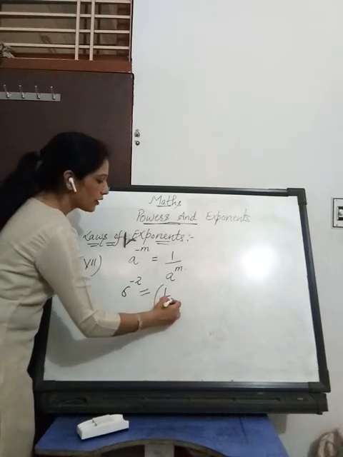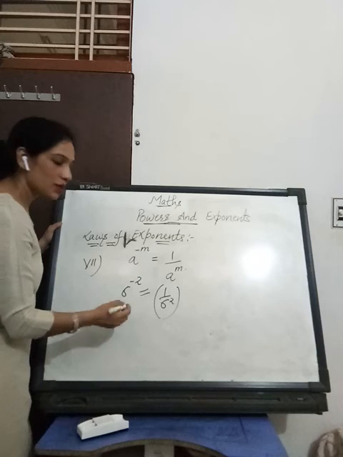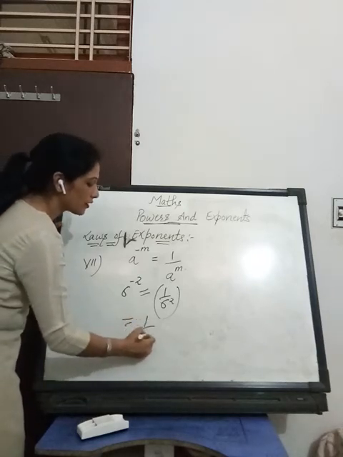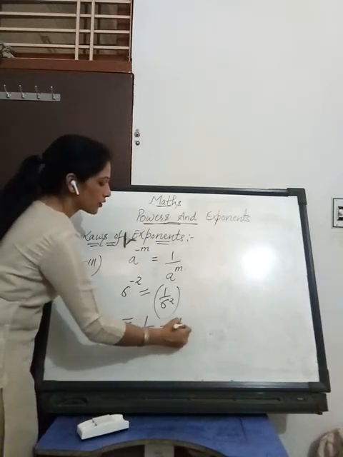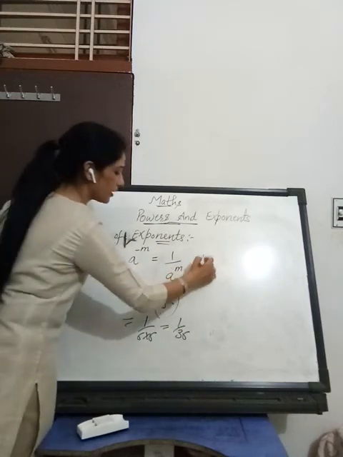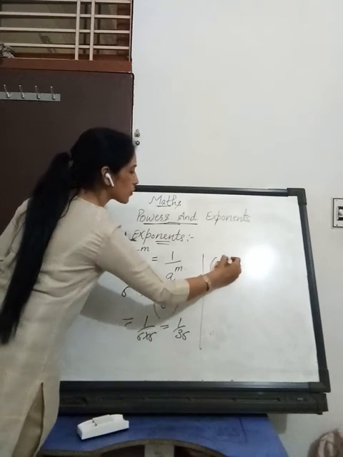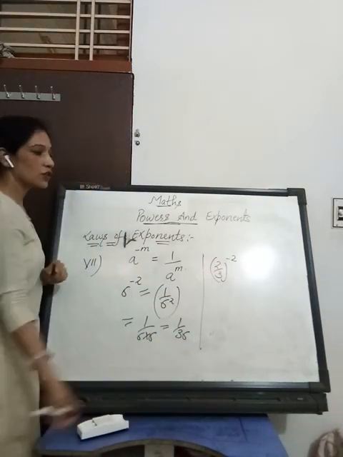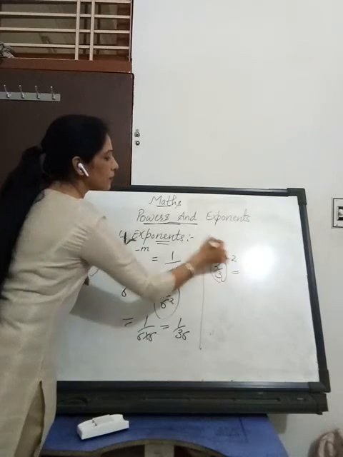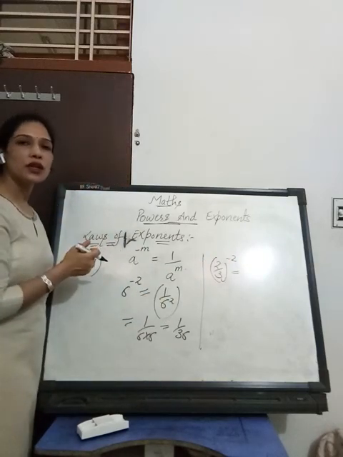So your power will be converted into positive form. Now you can solve it and your answer will be 1 upon 36. So one more example I will explain you. For example, your question is 2 upon 3 raised to power minus 2. So what you have to do? First of all, your power is negative. You have to convert it into positive form.